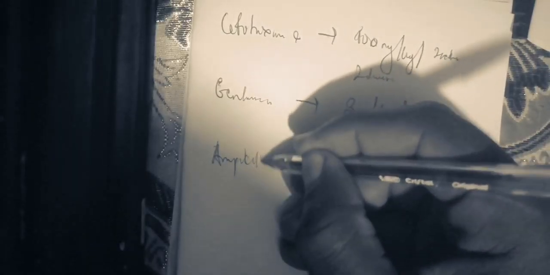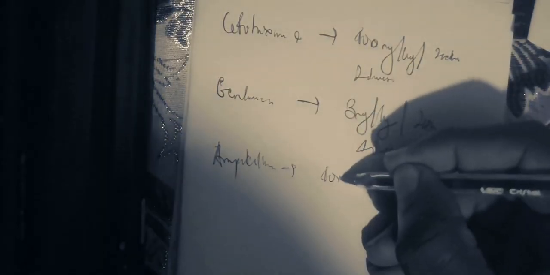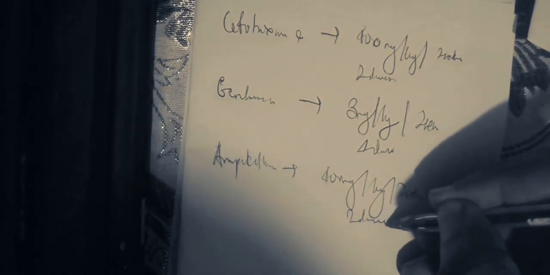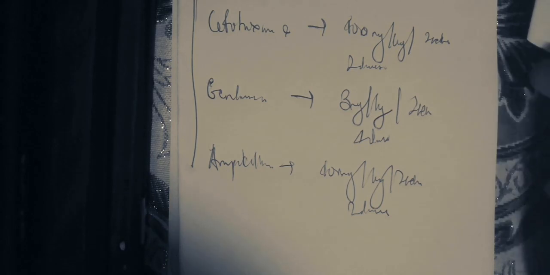And then the last one is ampicillin. Ampicillin has the same dosage as cefotaxime, which is 100 milligram per kilogram per 24 hours in 2 divided doses. That is for the first line of management of neonatal sepsis. Is it clear? You do cefotaxime, gentamicin, and ampicillin.